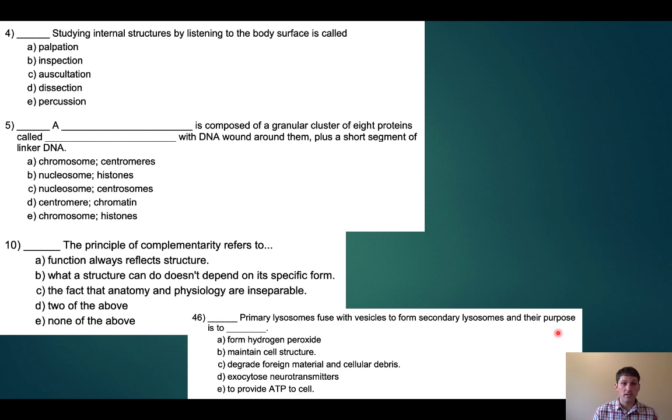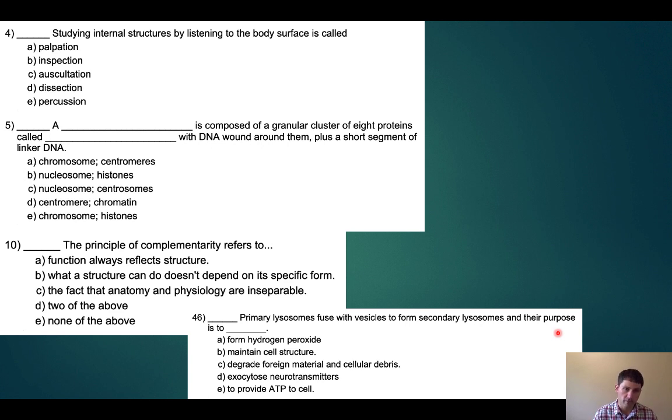What a structure can do doesn't depend on its specific form. Well, we can cross that one off. And the fact that anatomy and physiology are inseparable. Well, we know that one's true. And so A is just flipped around. So structure always reflects function, right? So that is going to be a 2 of the above.